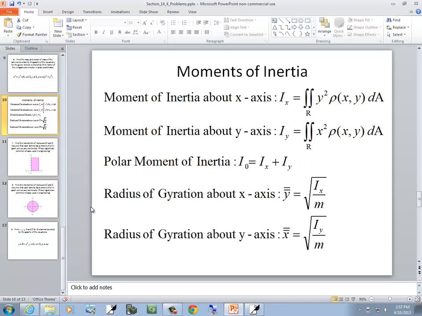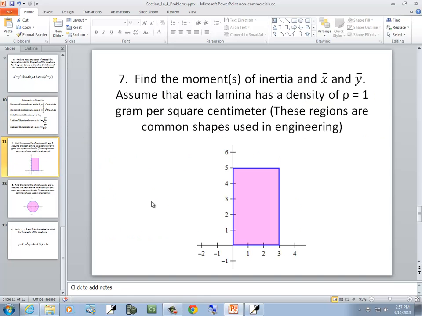And the next part talks about our moments of inertia, about the x-axis, about the y-axis, our polar moment of inertia, and radius of gyration about the x-axis and y-axis. And so let's go ahead and look at a problem. If I start running out of time, I may just do the setup, so you see that.